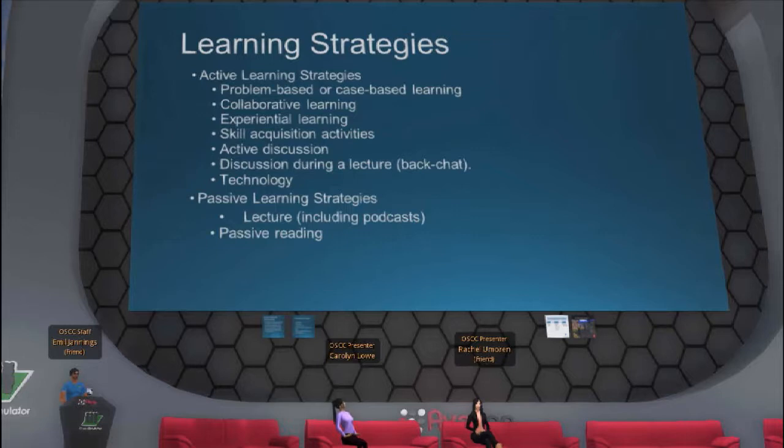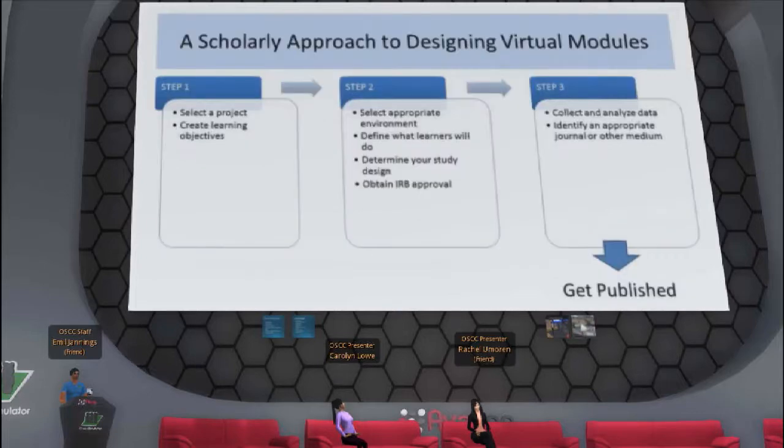And so here we have some learning strategies, some things you could do, and this kind of goes back to the slide that Rachel showed. Active learning strategies: problem-based, case-based learning, collaborative learning, experiential learning, skill acquisition activities, active discussion, discussion during a lecture, back chat, which is really, I find, a very powerful technology. And then there are the passive learning strategies that we often rely on, the lecture and the passive reading. Virtual worlds are perfect for those active learning strategies. They don't set themselves up quite so well for the passive. Okay, Rachel, I'll pass this on to you to talk about designing modules.